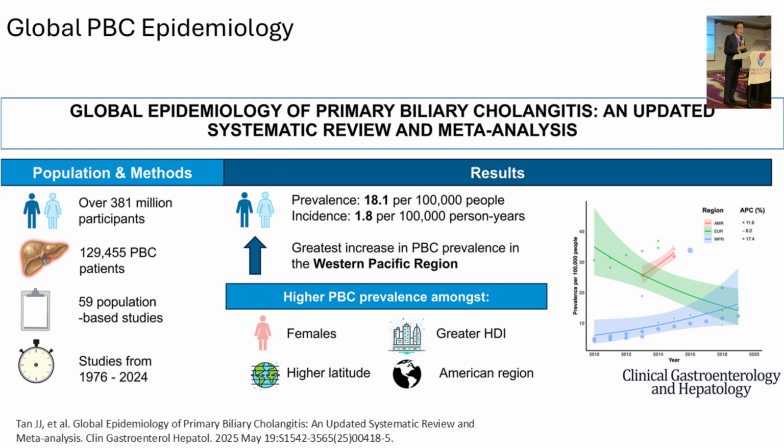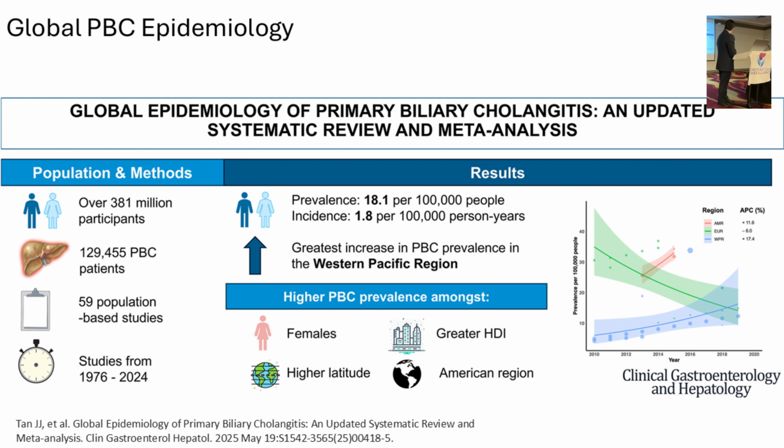Among those people who have PBC, who are they? Predominantly, it's still a female predominant disease. We see it in a location that has greater human developmental index. In other words, urban areas or developed countries tend to be in higher latitude. In American region as well, it's on the rise. So that's an update on the global epidemiology of the disease.